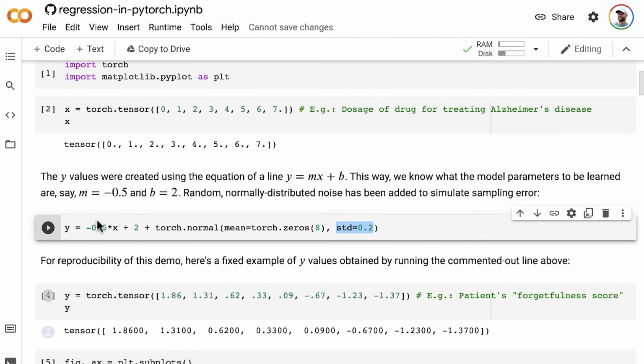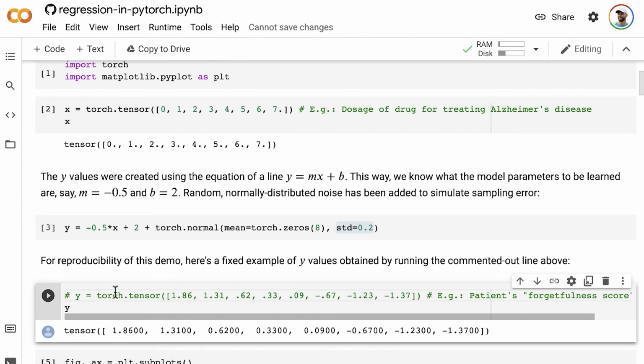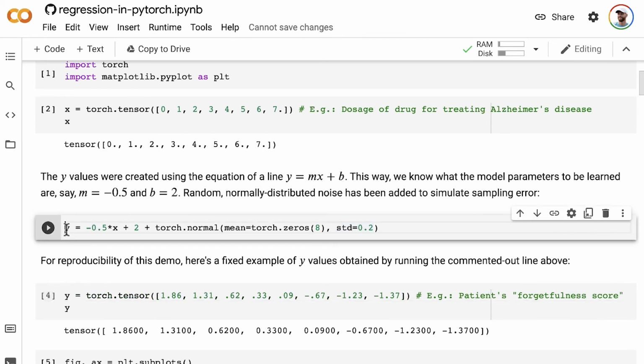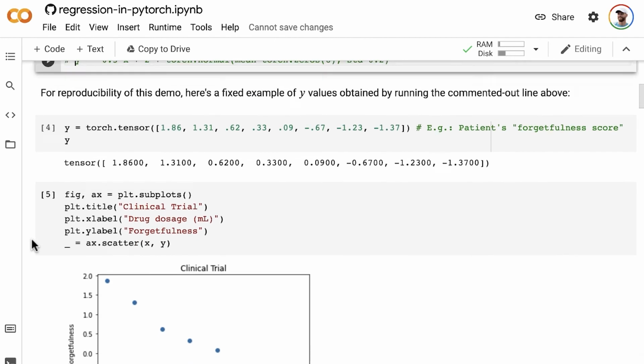And so then when you play around with these model parameters, you can comment out this line of code, which will prevent overwriting y with these fixed ones. So yeah, you can create your own y values, have some fun with that. And then you can play around with other things in here too.